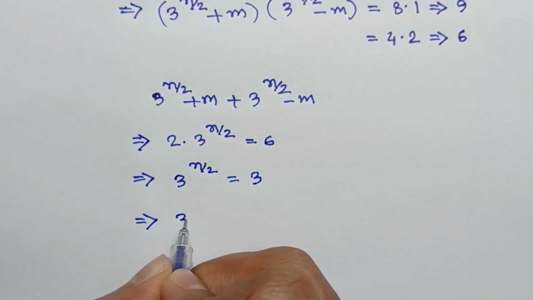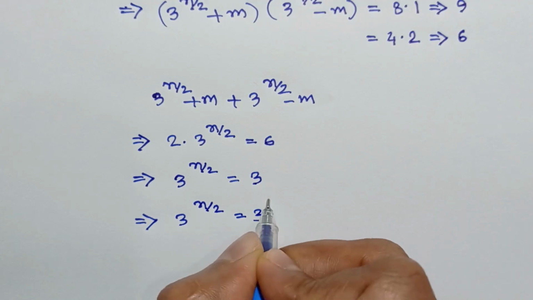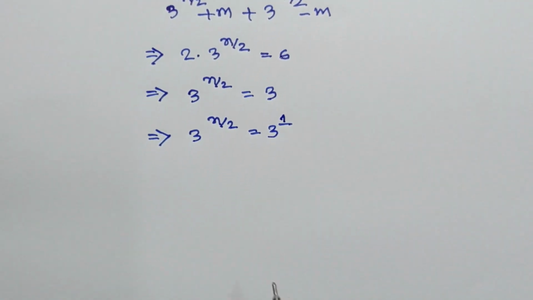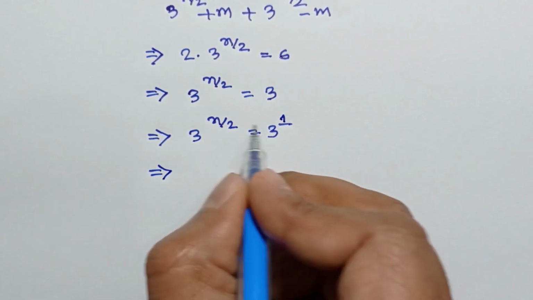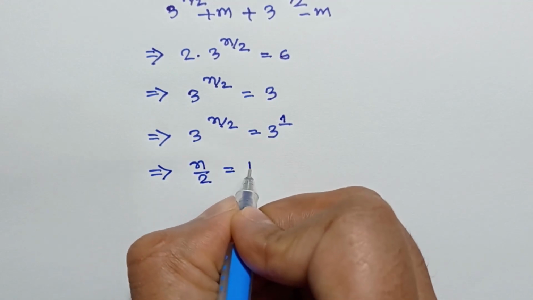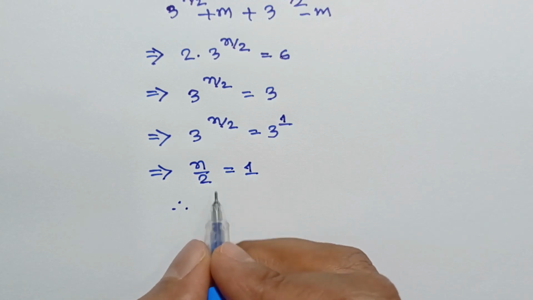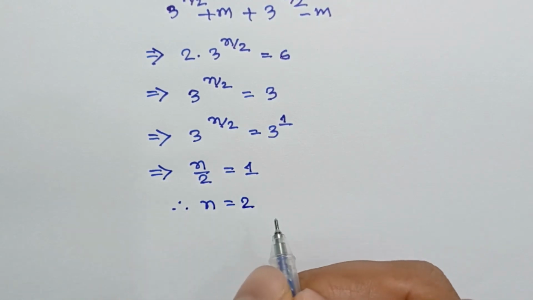Or 3 to the power n over 2 is equal to 3 to the power 1. Here the bases are the same, so the powers will be equal, so we can write n over 2 is equal to 1. Now if we multiply both sides by 2, we will get n is equal to 2.